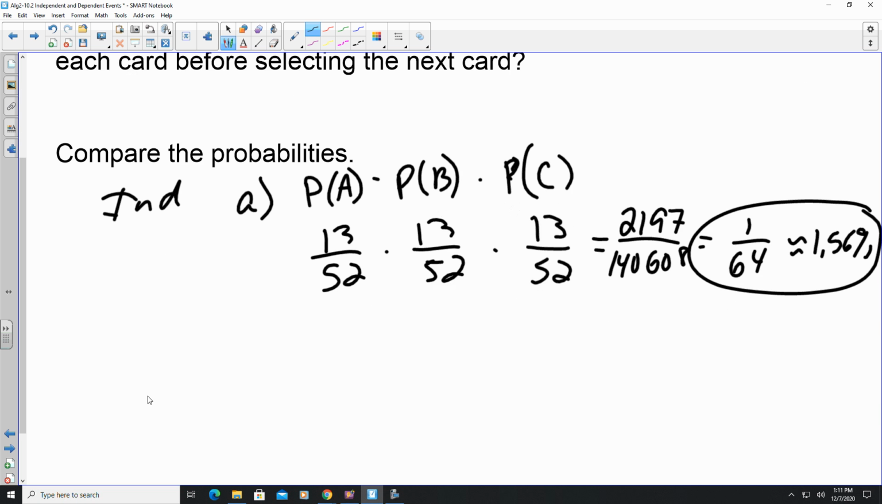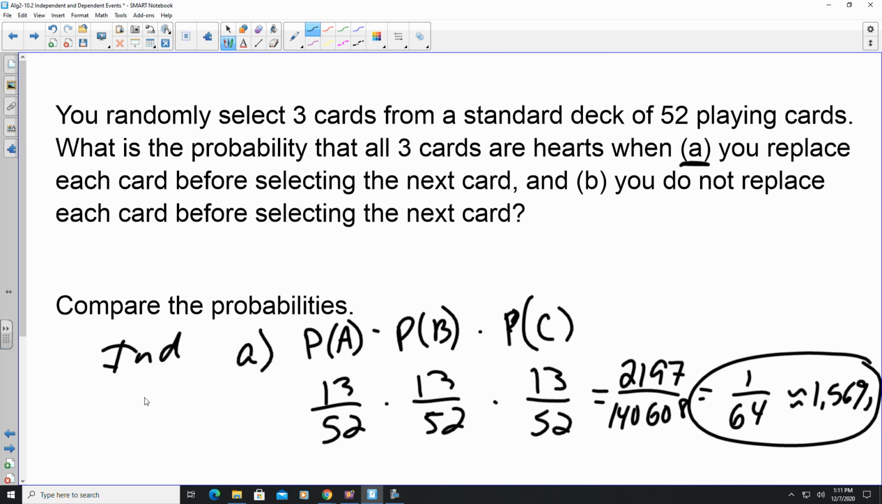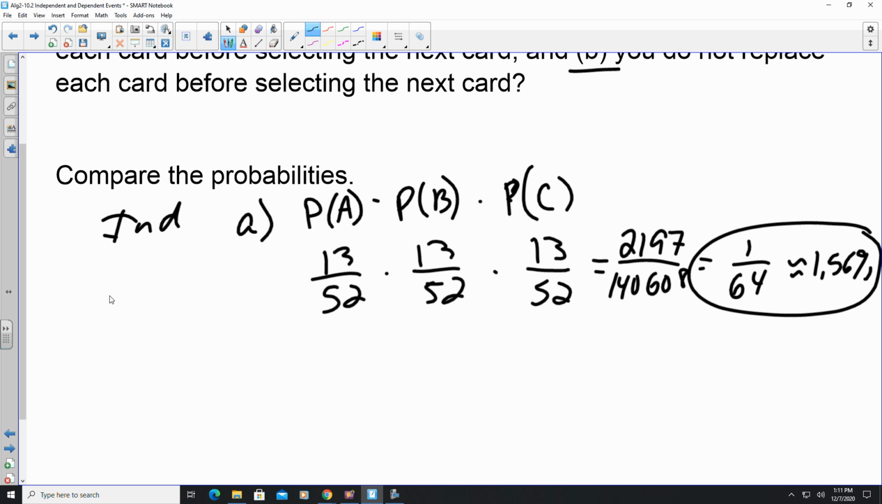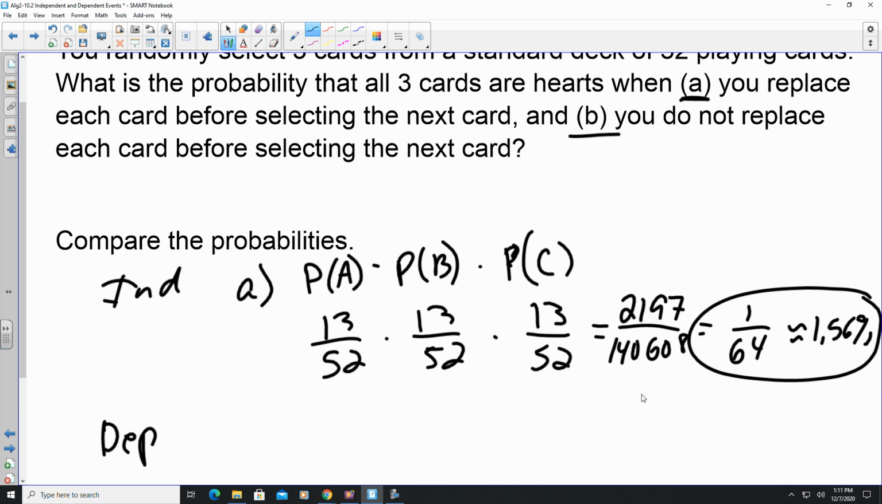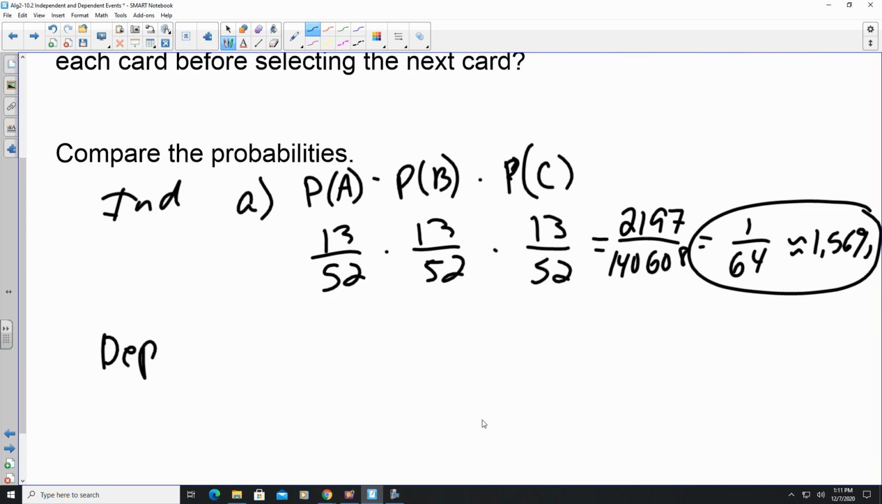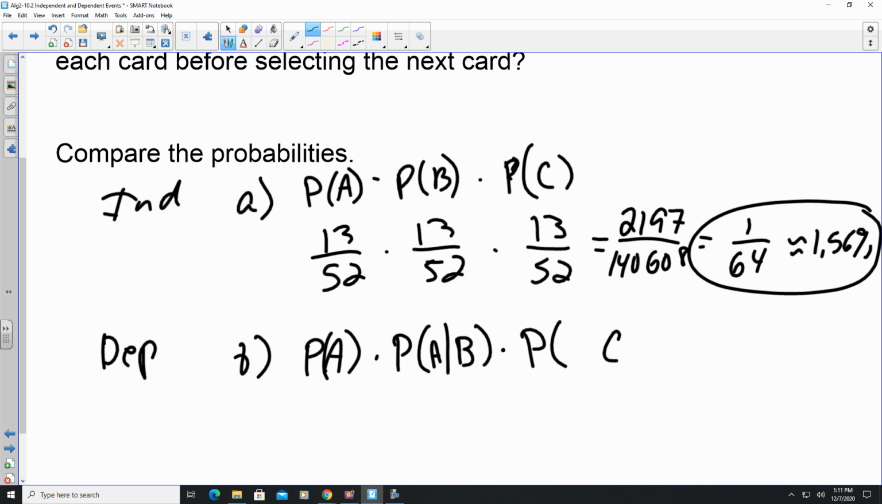Now for part B, it is a dependent event. The reason it's a dependent event is because you do not replace each card before selecting the next one, so you have one less card in the deck. So for part B, you've got the probability of A, times the probability of B knowing that A occurred, and then the third one is the probability of C knowing that A and B occurred.